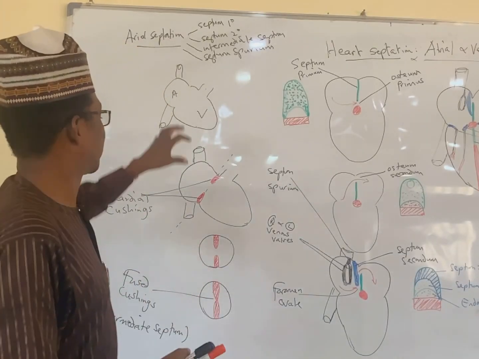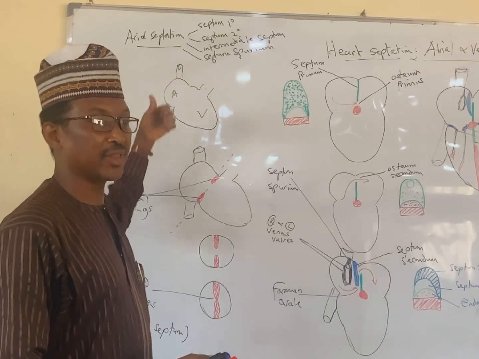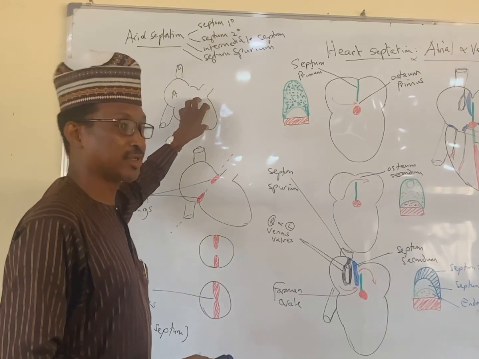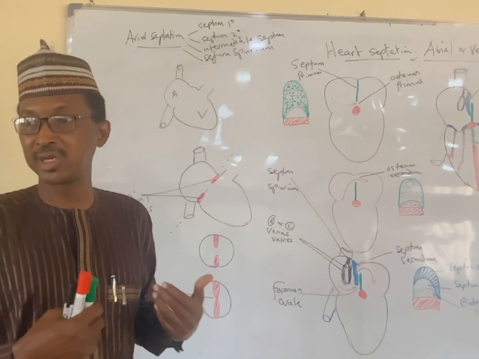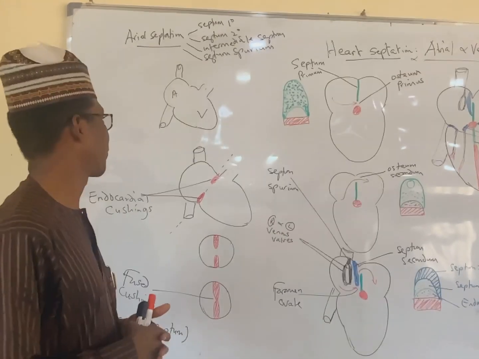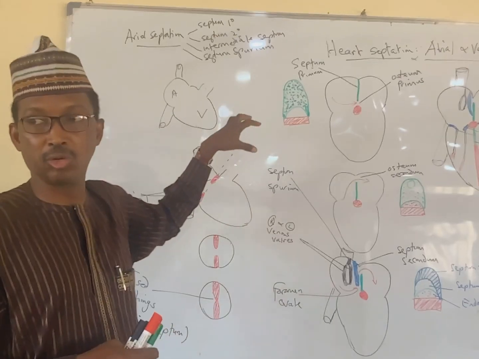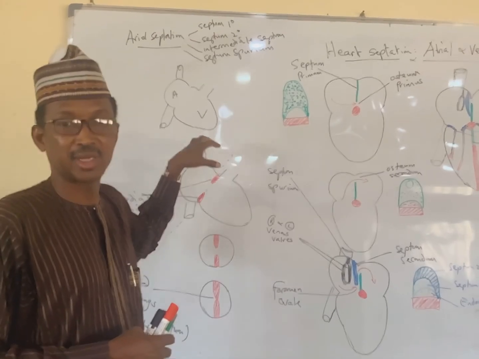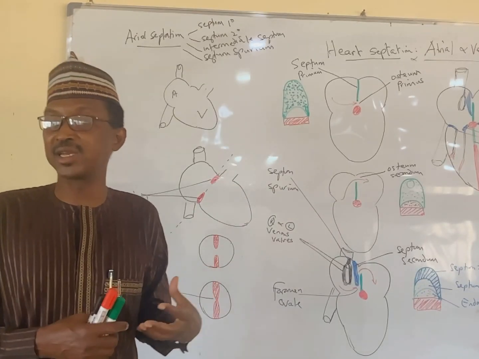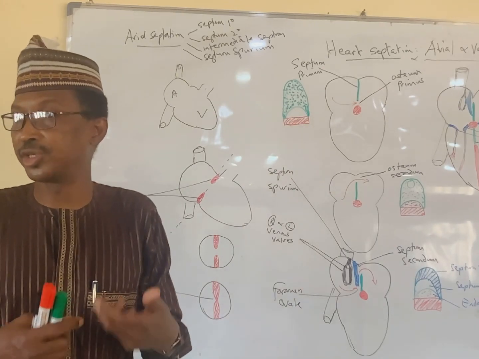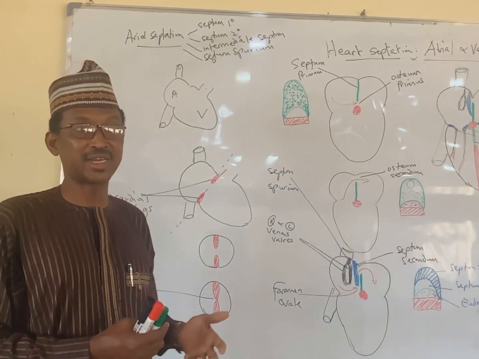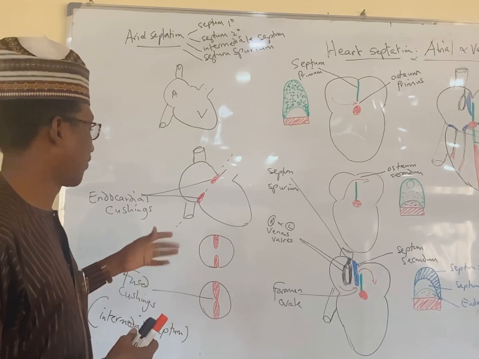So you have two chambers in the atrium, left and right. You also have two chambers with regard to the ventricle, left and right ventricles. All this septation or division of these chambers takes place concurrently as the heart continues to develop within the third week of intrauterine life.